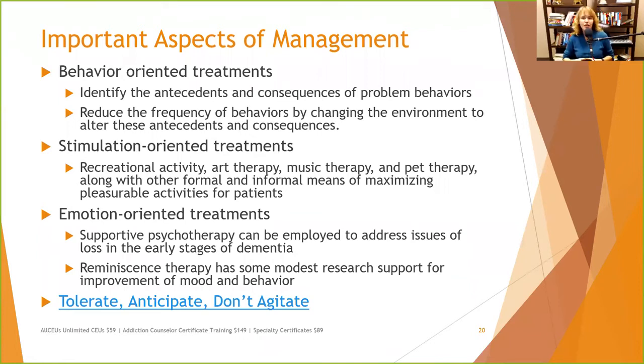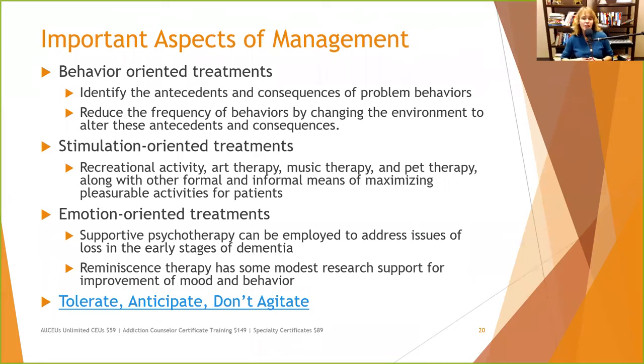Stimulation-oriented treatments: recreational activity, art therapy, music therapy, pet therapy, Tai Chi. There are a lot of different stimulation-oriented treatments that are designed just to get the body moving and the brain moving. Emotion-oriented treatments include supportive psychotherapy and can be employed to address issues of loss in the early stages of dementia. The person realizes what's going on and they're having to deal with a bunch.